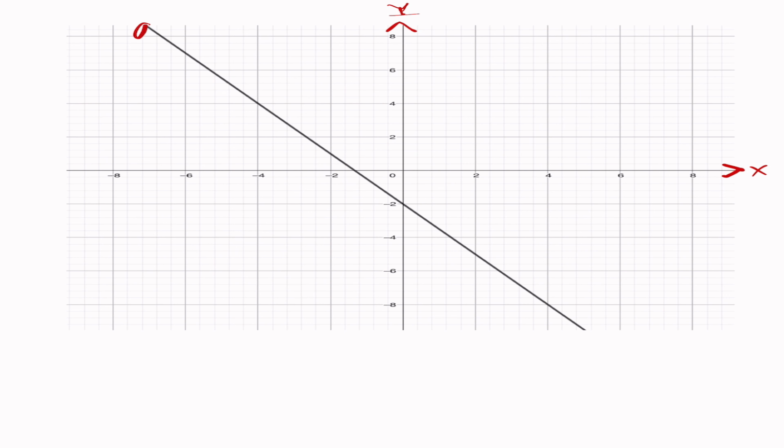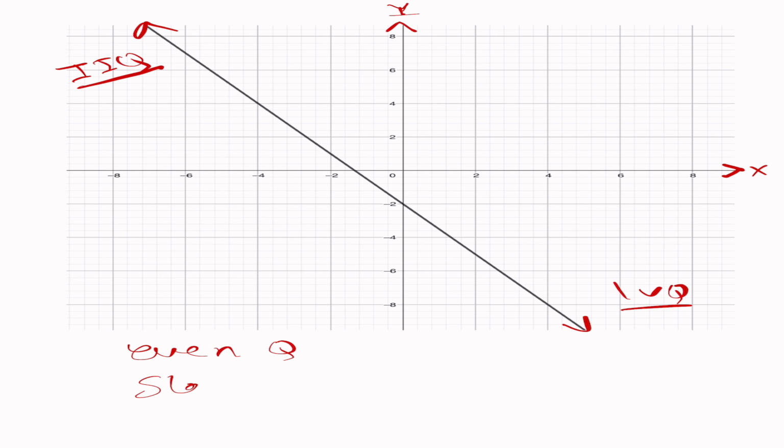Now let's look at this example. The endpoints are in the second quadrant and the fourth quadrant. That means these are the even quadrants. In the even quadrants, the slope is always negative, no matter what.